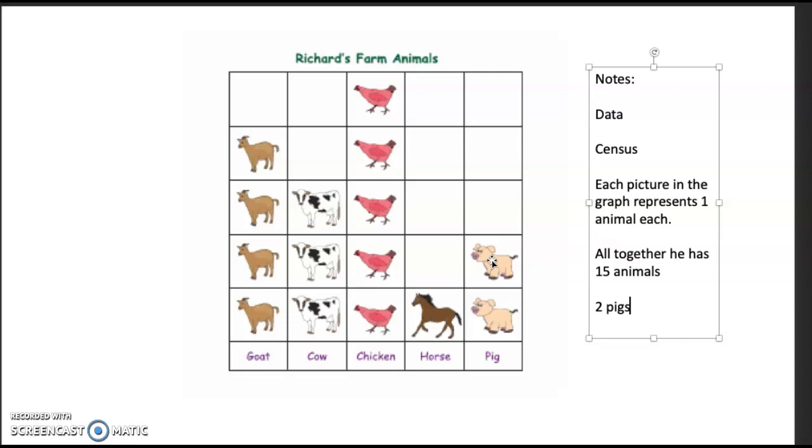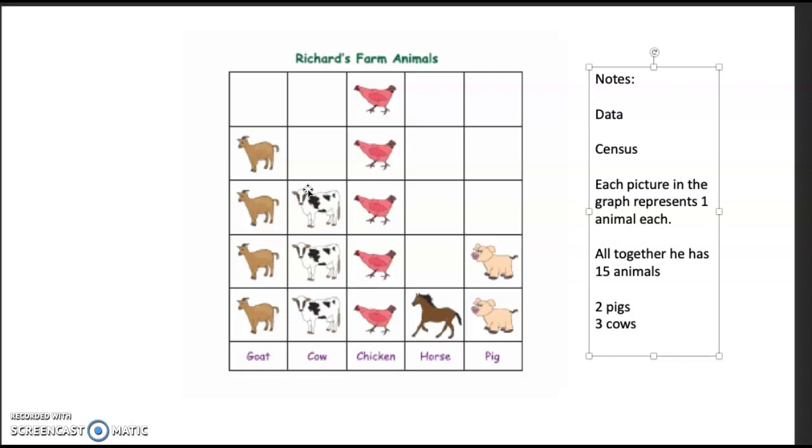Now, let's count the cows. Can you look for the cows and tell me how many cows does Richard have at his farm? All right, so hopefully you went down to the bottom, find the cow column, and counted the cows. 1, 2, 3. 3 cows. I hope you did that well.